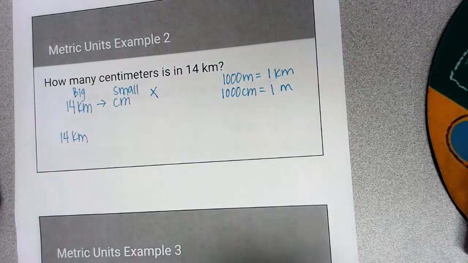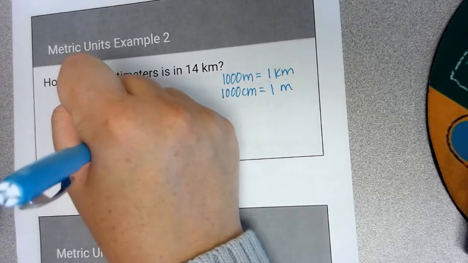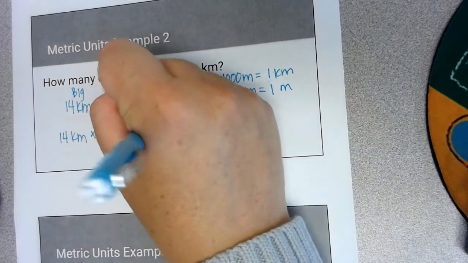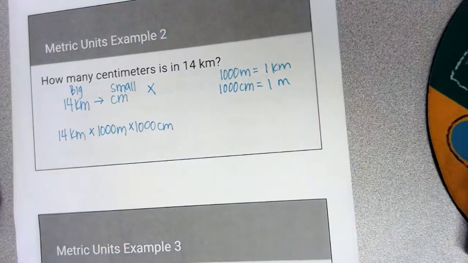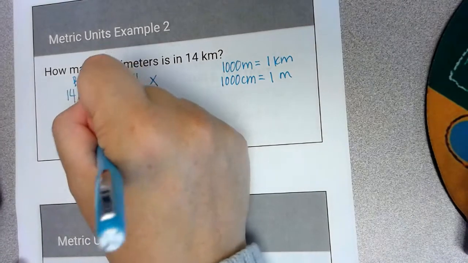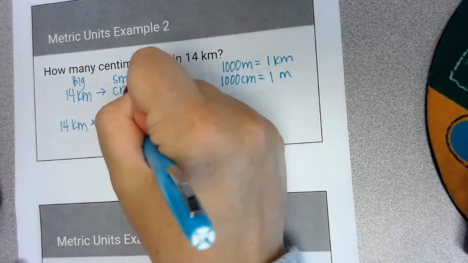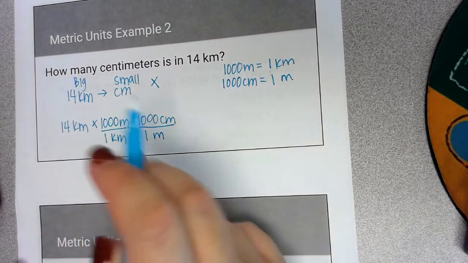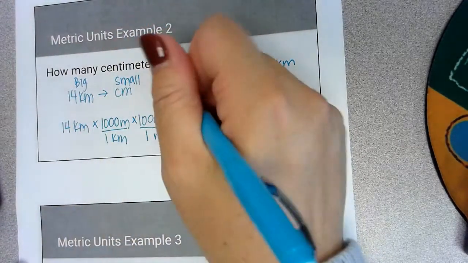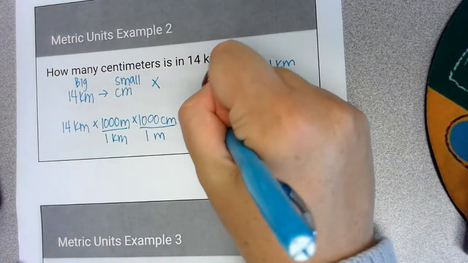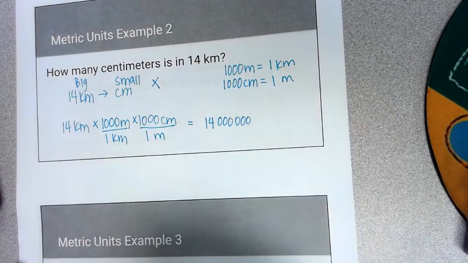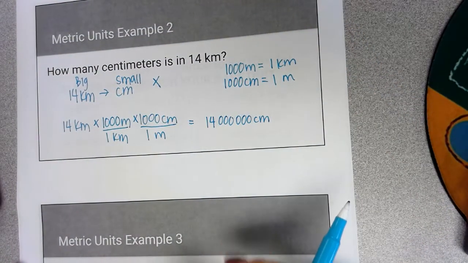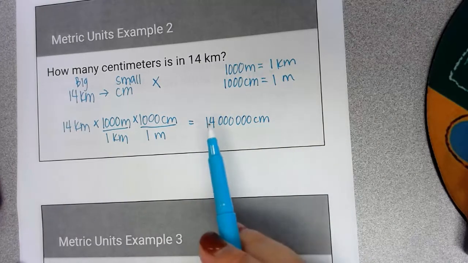So I'm going 14 kilometers. Now I'm going to get that to meters. So I'm going to multiply that by 1,000. And then I want to get to centimeters. So I'm going to multiply that by 1,000 again. If that's confusing, you can also think of it as 1,000 over 1 kilometer and 1,000 over 1 meter. So 14 times 1,000 times 1,000 is going to be 14 with 6 zeros. And that's going to be centimeters. And that makes sense because centimeters are very small and kilometers are very big. So this number should be very large.